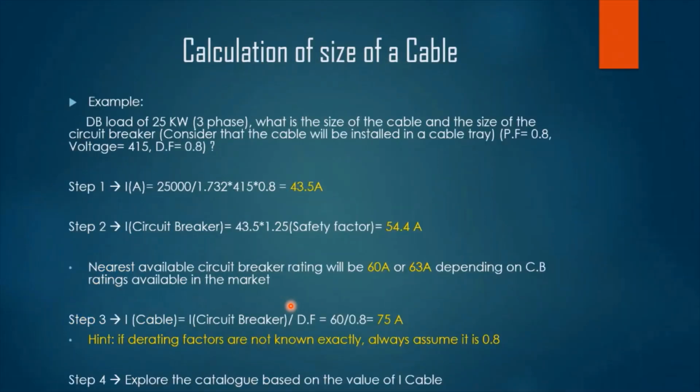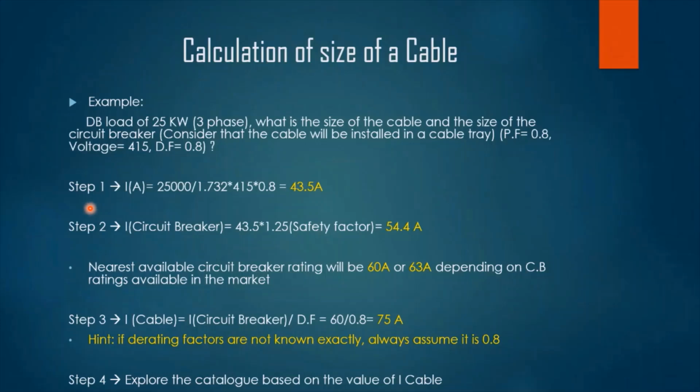Let's now have a real example on how to select a cable size. We are given a DB load, or distribution board load, of 25 kilowatts, three-phase system, and we are asked to calculate the cable size and the circuit breaker rating, taking into consideration that the cables will be installed in a cable tray. We are given a power factor of 0.8, voltage is 415 volts, and the derating factor of 0.8.